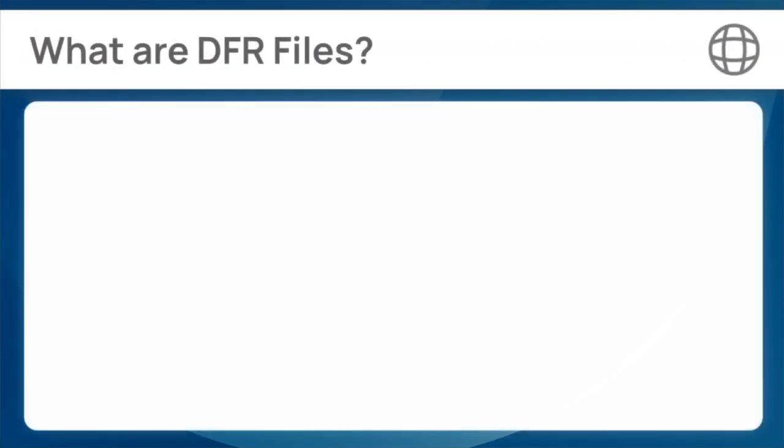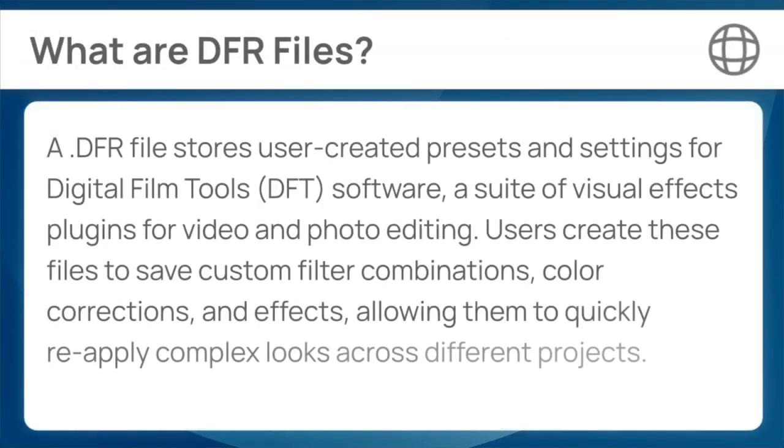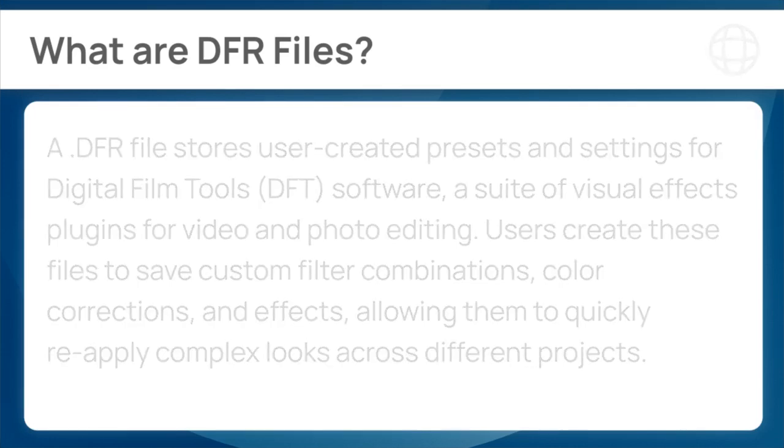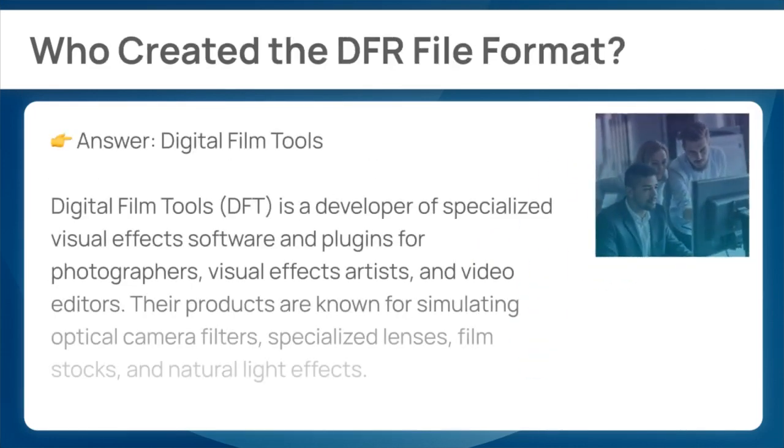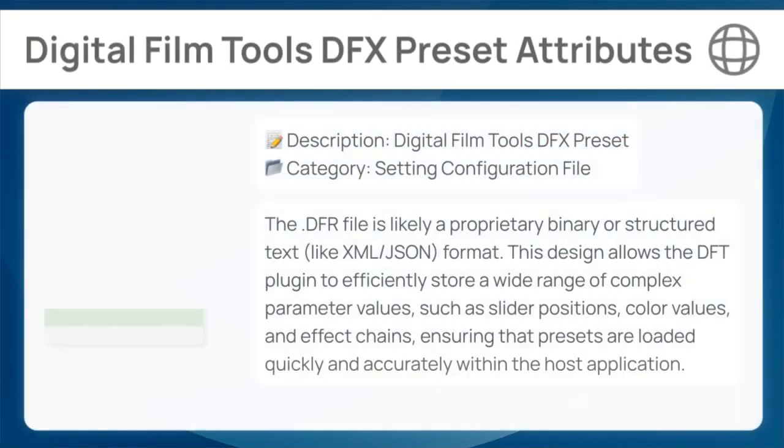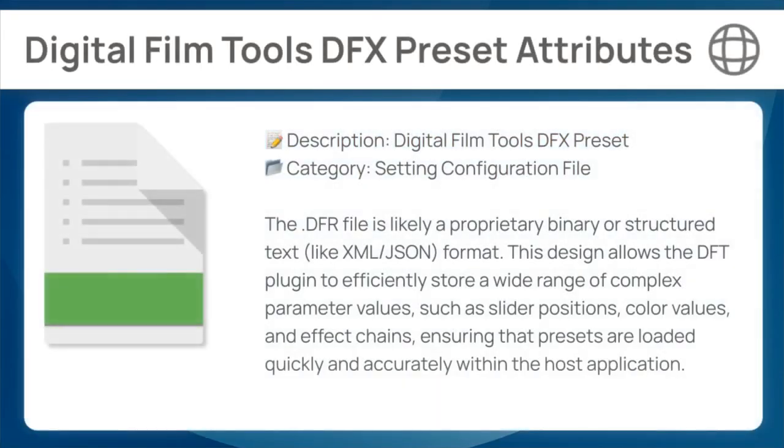A .dfr file stores user-created presets and settings for Digital Film Tools DFT software, a suite of visual effects plugins for video and photo editing. Users create these files to save custom filter combinations, color corrections, and effects, allowing them to quickly reapply complex looks across different projects. The .dfr file is likely a proprietary binary or structured text format, like XML or JSON.